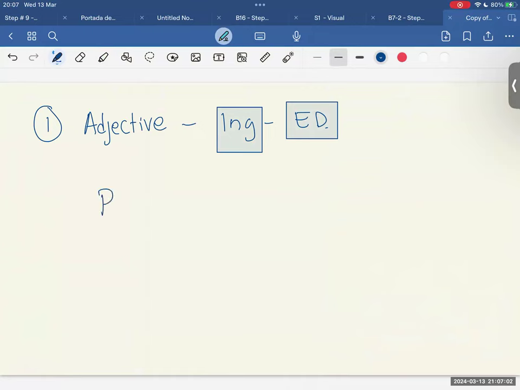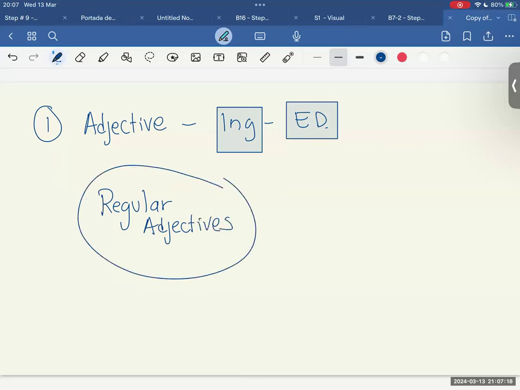I have regular adjectives. By the way, what is an adjective? Or what is the functionality of an adjective? Describe. Yeah. Describe something. Regular adjectives, like for example, clean. Or tall, you know? Cold. What else? Beautiful, no? Beautiful, yeah, all those. Okay, so those are regular adjectives.